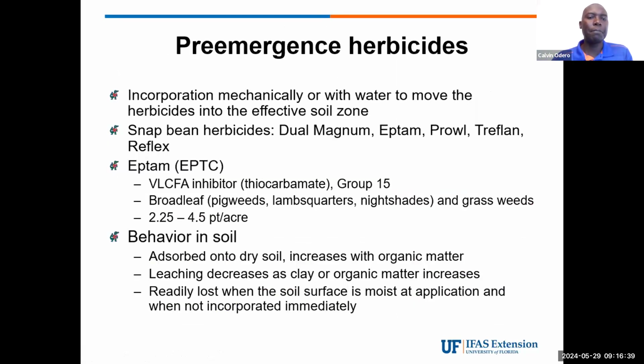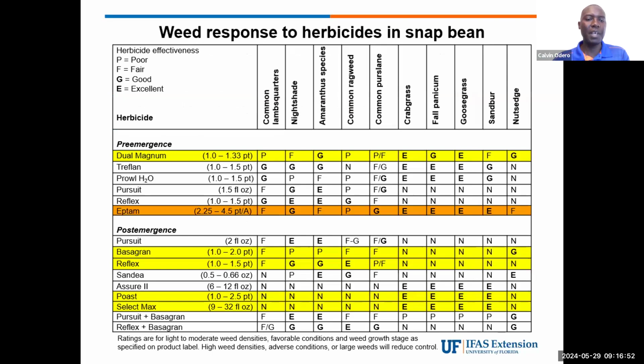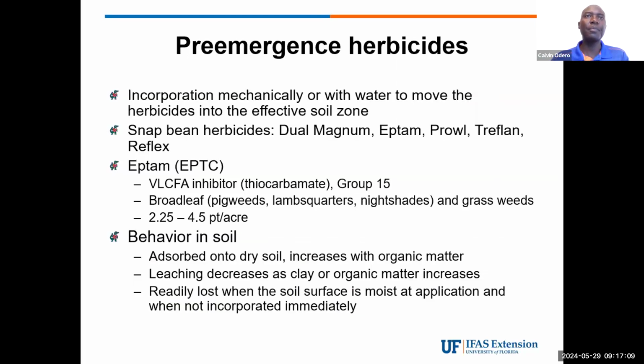So for pre-emergence herbicides, I wanted to put this because I'll show you some work that I started looking at on one of the pre-emergence herbicides that I listed here, which is Eptam. Eptam is a herbicide that can be used pre for broad spectrum weed control. It has activity on grasses and some broadleaf weeds, plus some fair activity, particularly on yellow nutsedges.